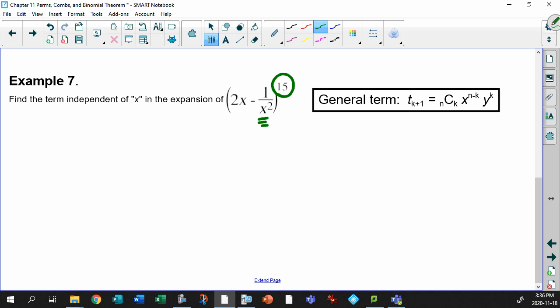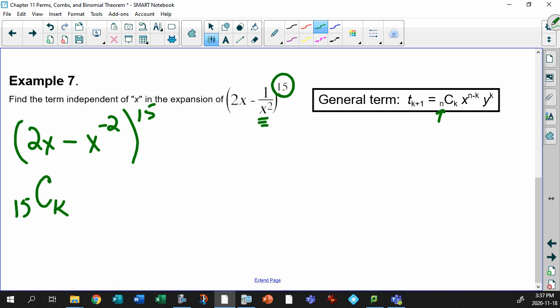So this is going to be 2 to the x, minus 1 over x squared, which is x to the minus 2, to the power of 15. That makes it so much simpler. We know the n value is, of course, 15, so this is going to be 15 choose whatever the k is. And if you read this question, we want the term independent of x. That's the same as saying x to the 0, folks. That's just too easy. Okay?